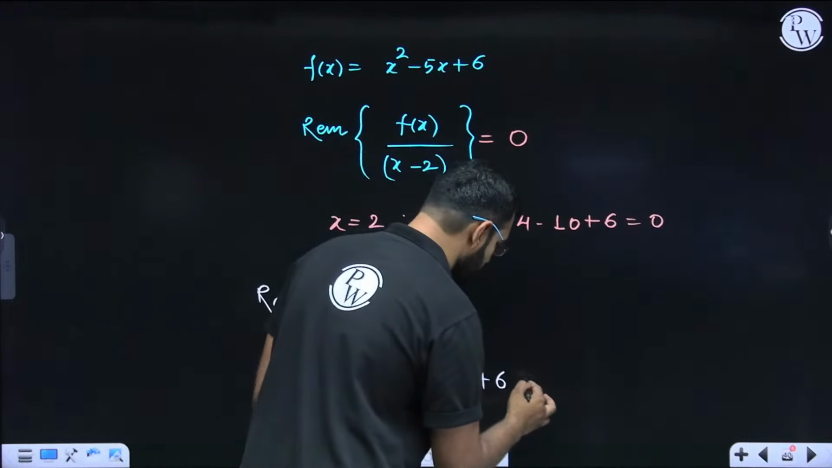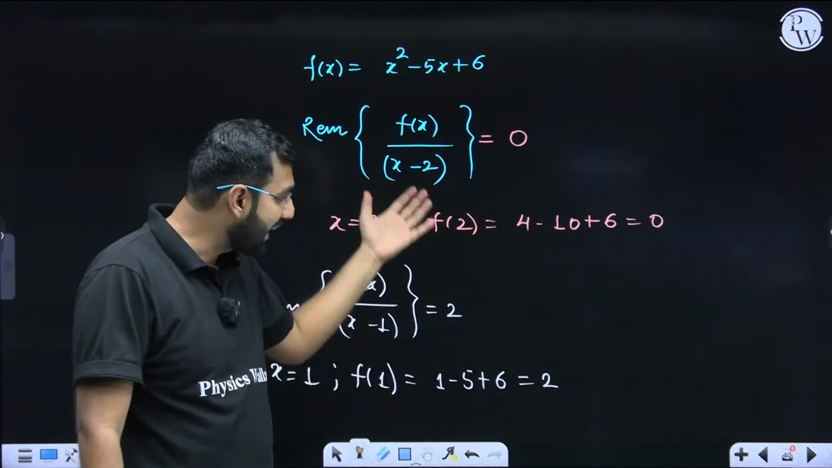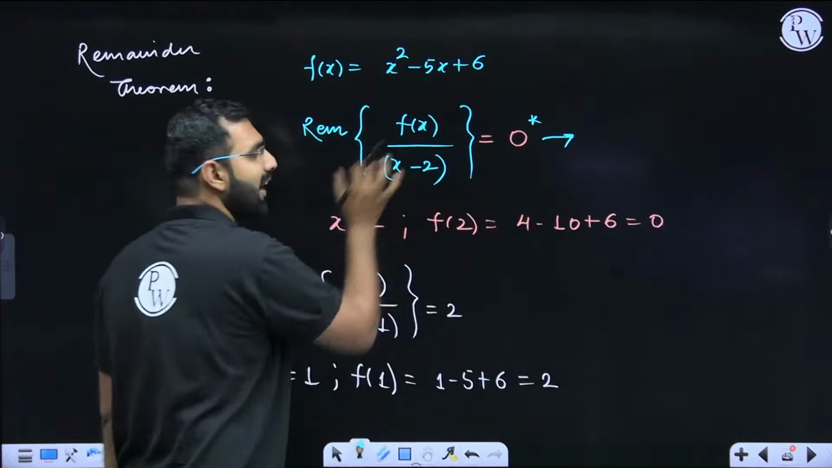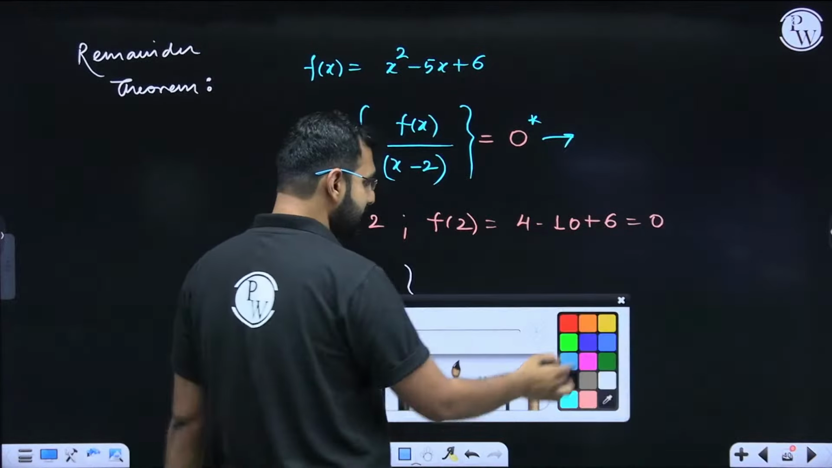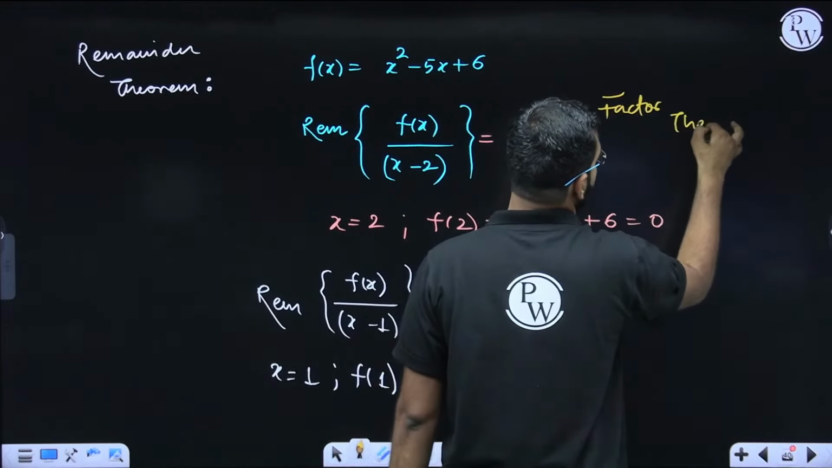You need not divide this by x minus 1 and do that polynomial division. You can directly find the remainder. So that's the advantage of the remainder theorem. Will you all remember that? And there comes the factor theorem as well: when you apply the remainder theorem and the remainder is found to be 0, it means this divisor is a factor of it, which is nothing but the factor theorem.